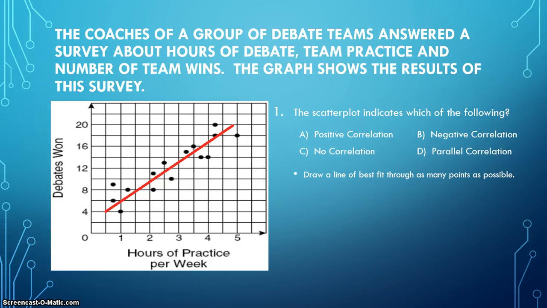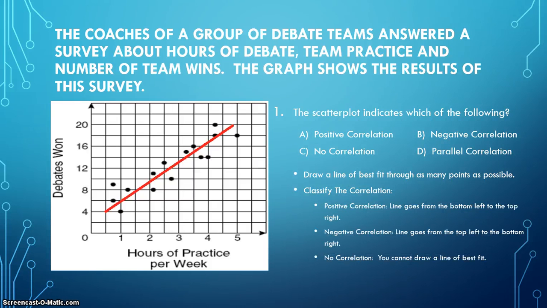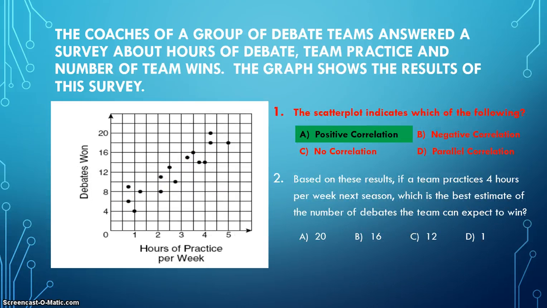Again, we can determine that because it goes from the bottom left to the top right. And as you can see, I have the definitions of positive, negative, no correlation, or what they look like to the right. So what we're going to do is label that positive correlation, and we take a look at our answer choices. And we can easily see that answer choice A is our correct answer. Now let's take a look at the next one.